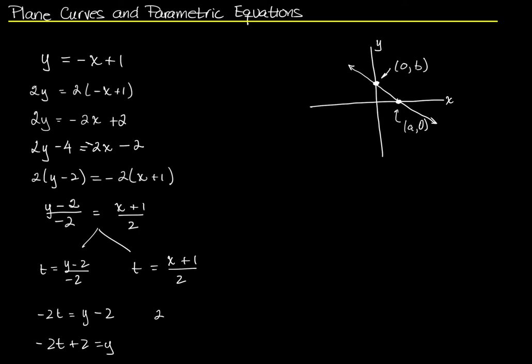And on this side, for this other equation, I get 2 times t equals x plus 1. Subtracting 1 from both sides, I get 2t minus 1 equals x. So I have x equal to 2t minus 1, and y equal to negative 2t plus 2. And I got these two equations from a single equation that had both x and y in it.